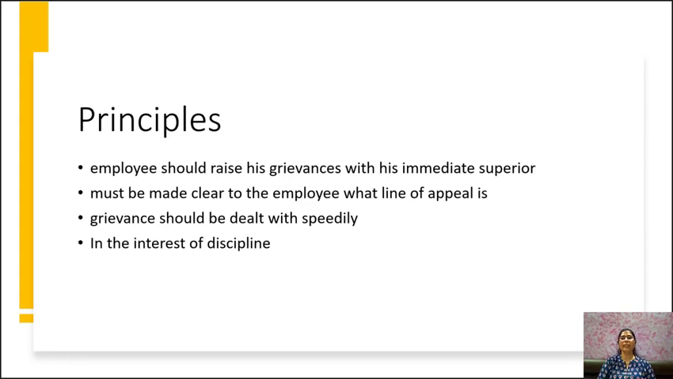A grievance should be dealt with in the first instance at the lowest level. That is, an employee should raise his grievances with his immediate superior. It must be made clear to the employee what the line of appeal is, so that if he cannot get satisfaction from his immediate superior, he may know the next higher authority whom he can consult.